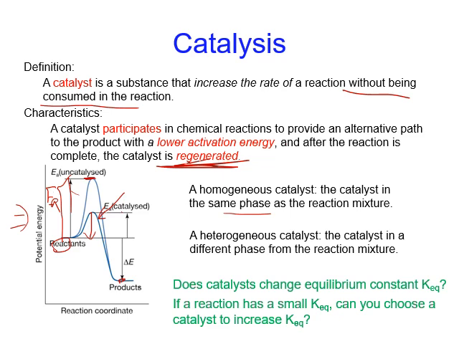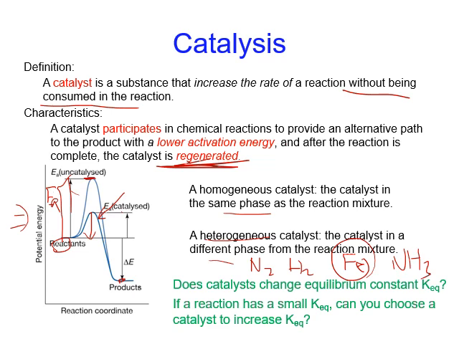And in industry, most catalysts are heterogeneous catalysts, and these catalysts are in different phases from the reactants or products. One example is ammonia synthesis. So nitrogen gas and hydrogen gas form ammonia gas. So these are all gases, but the catalyst is a solid iron. The advantage of a heterogeneous catalyst is that the catalyst can be easily separated from the reactants or the product because they are in different phases.